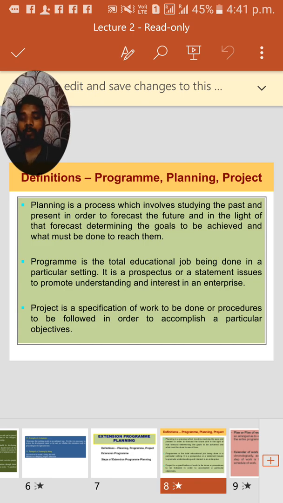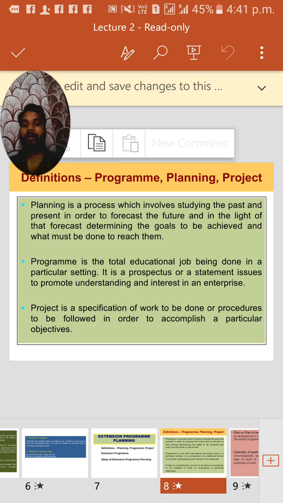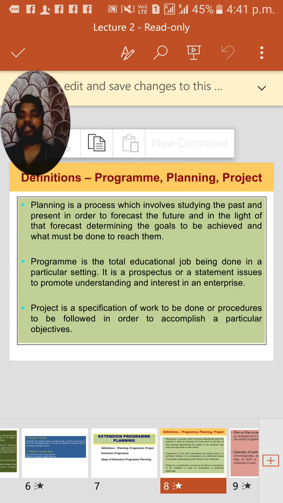What is a project? A project is a specification of work to be done or procedure to be followed in order to accomplish a particular objective. There are so many types of projects: short duration project, long duration project, medium duration project. It depends on the fund and on the agencies. They can decide which type of program and which type of project needs to be implemented.